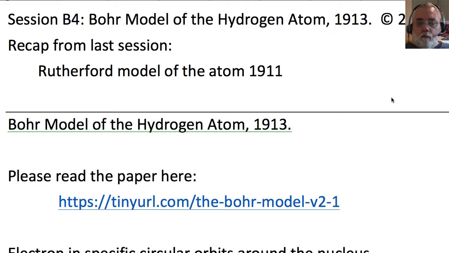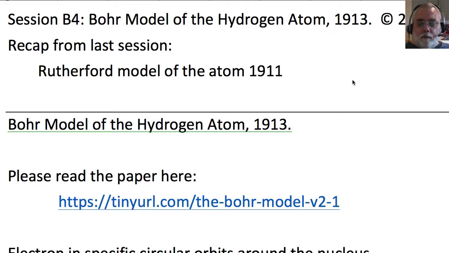saying that all of the positive charge of an atom and almost all of the mass of the atom are located in a very small, very dense nucleus. And his grad students, Geiger and Marsden, proved all the aspects of his model in 1913. Today we'll do the Bohr model of the hydrogen atom from 1913.